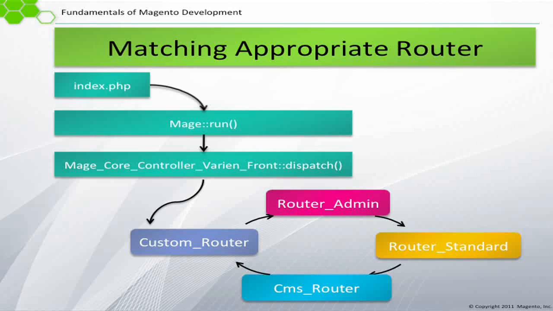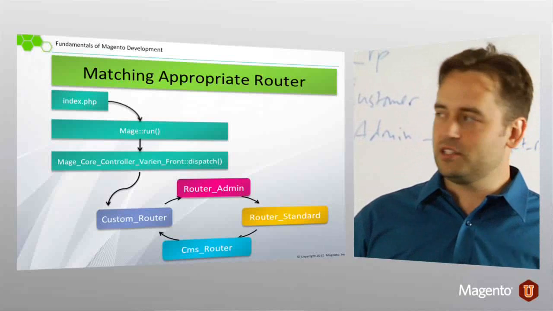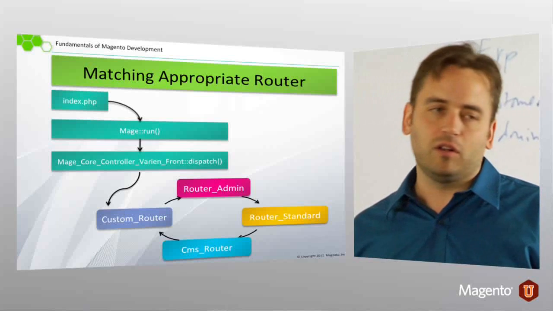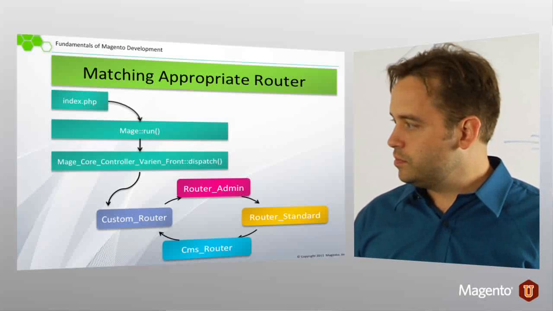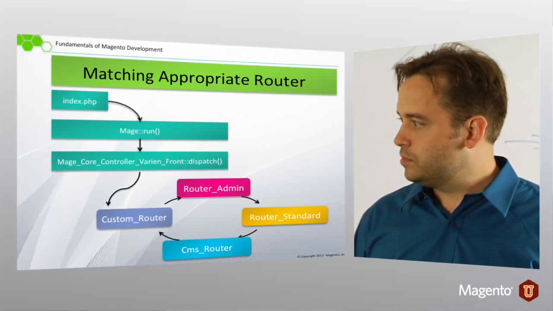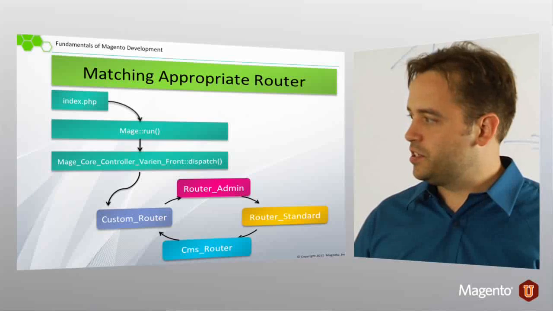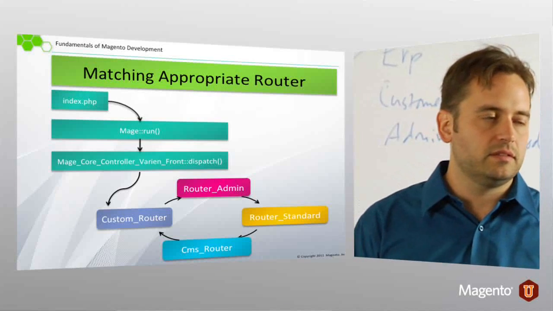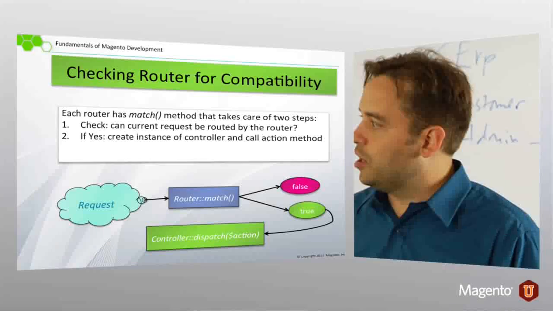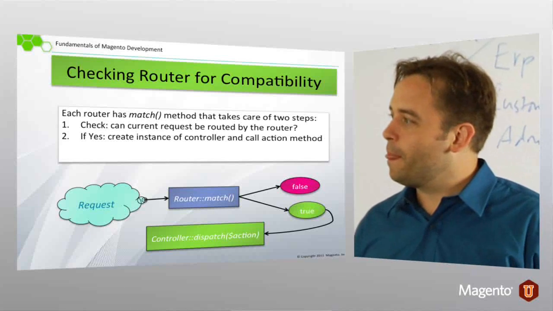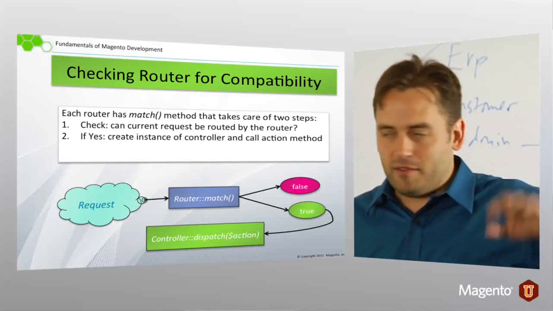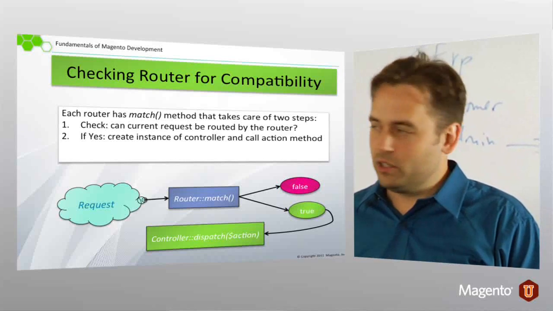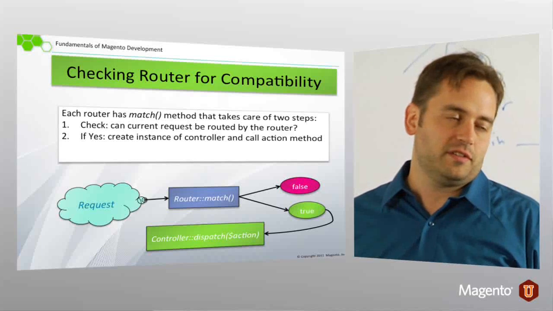We take index.php, which calls Mage run, Mage Core Controller Varien Front. This was the class that we opened a little earlier. And then all of these routers are inspected for possible matches. What you don't see here is the default router, which would be added last. So another way of looking at this is basically the request comes in. Each router is asked, "Do you have a match for this?" And it's either false, so we keep on looking, or it's true, and then we dispatch.